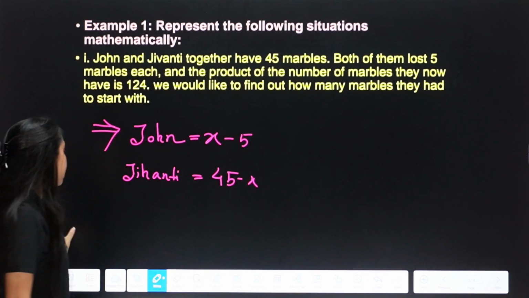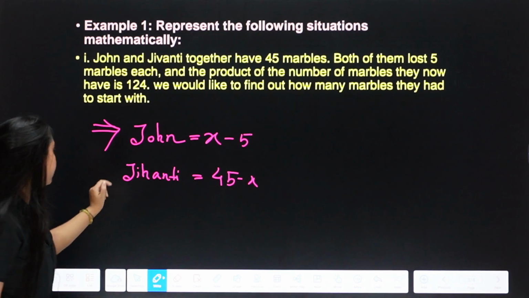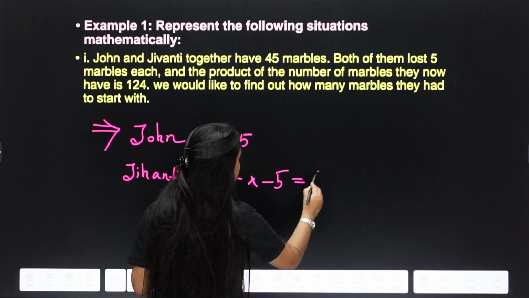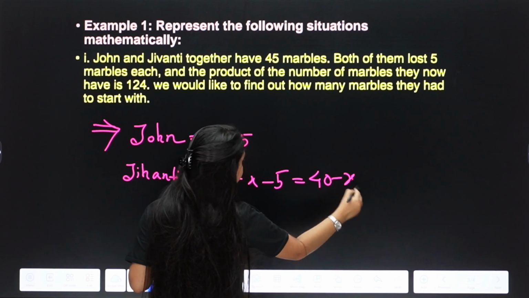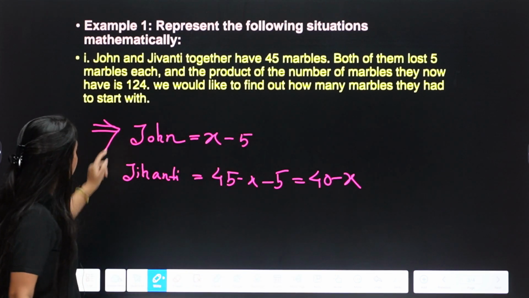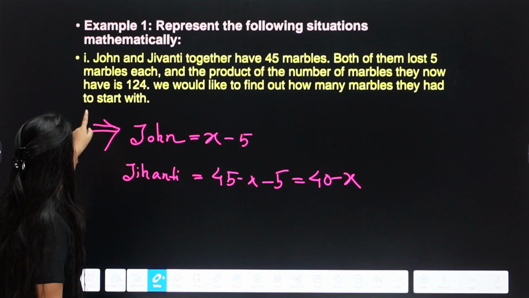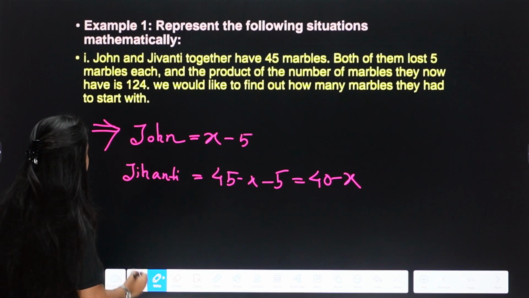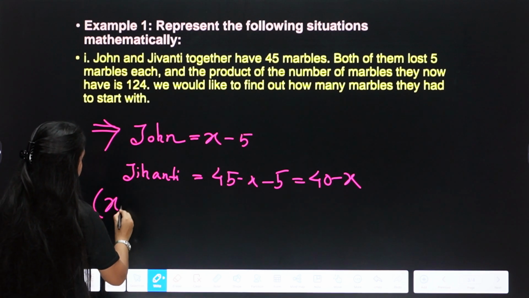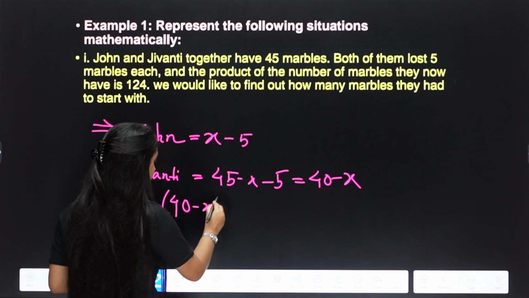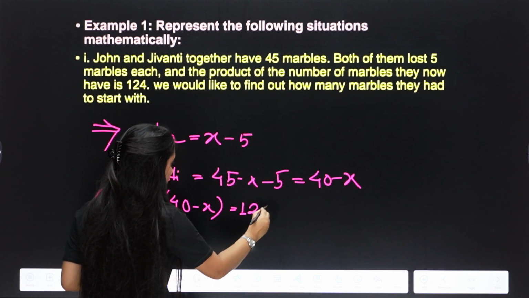And what will be the marbles left for Jivanti? That is 45 minus x minus 5, which is equal to 40 minus x. So we now have that the product of the number of marbles they now have is 124. That is (x minus 5) into (40 minus x) is equal to 124.